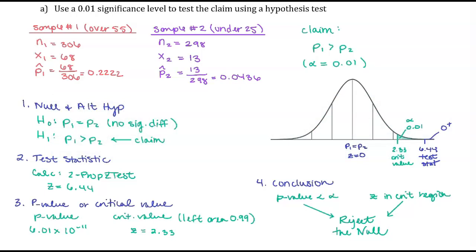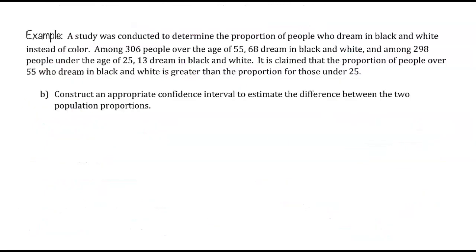Now let's look at this same example through a slightly different lens. In part B of this example, we're going to instead construct an appropriate confidence interval to estimate the difference between the two population proportions. When we say appropriate confidence interval, that means we want it to correspond to the hypothesis test that we just conducted in part A.